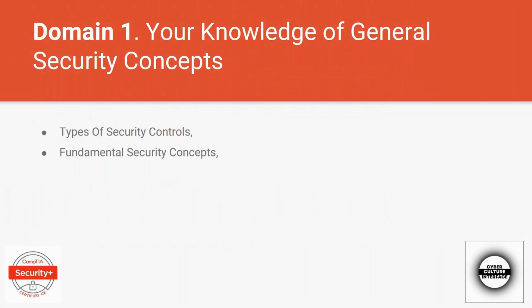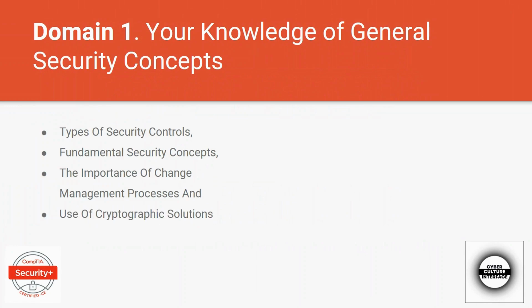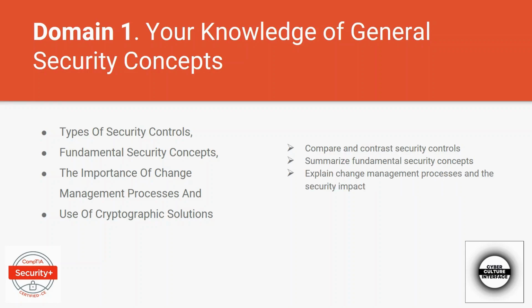And the first one is types of security controls. We are looking at fundamental security concepts. It's going to be looking at your knowledge of the importance of change management processes and the use of cryptographic solutions. And under this, it is going to be testing your ability to compare and contrast security controls, summarize fundamental security concepts, explain change management processes and the security impact, and use appropriate cryptographic solutions when you're implementing your security control.